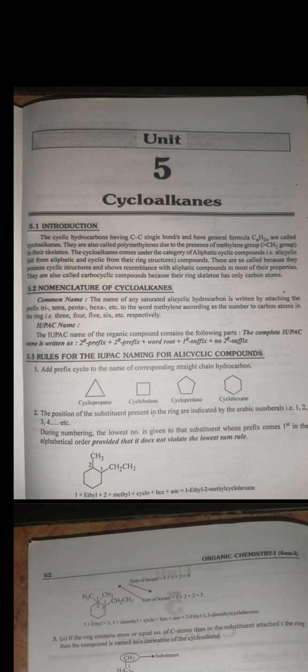Chapter 5: Cycloalkanes of Organic Chemistry. Introduction. The cyclic hydrocarbons having carbon-carbon single bonds and the general formula CnH2n are called cycloalkanes. They are also called polymethylene due to the presence of methylene groups in their skeleton.